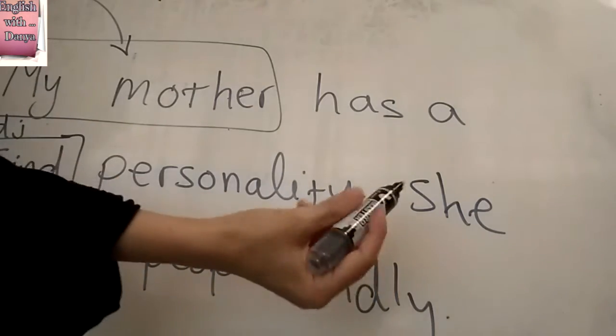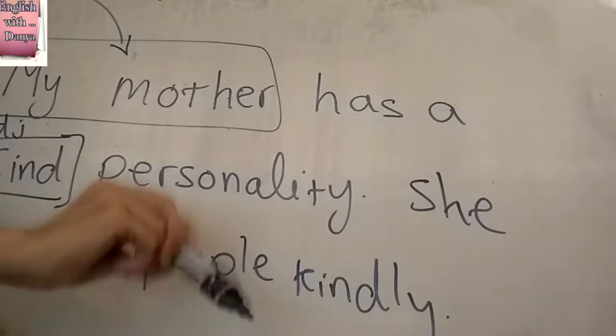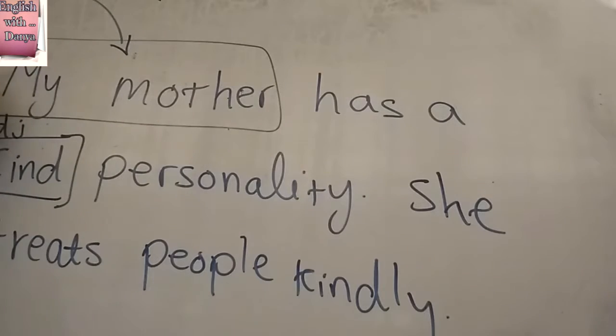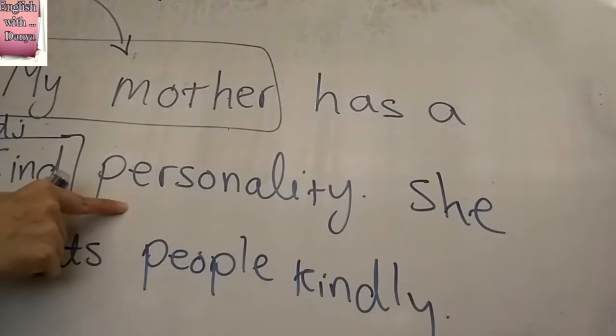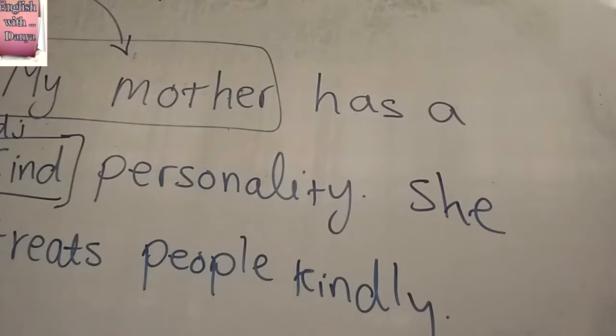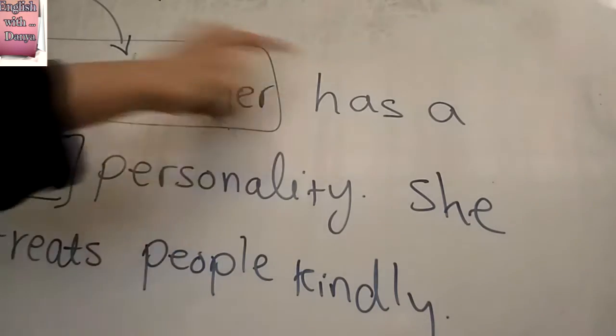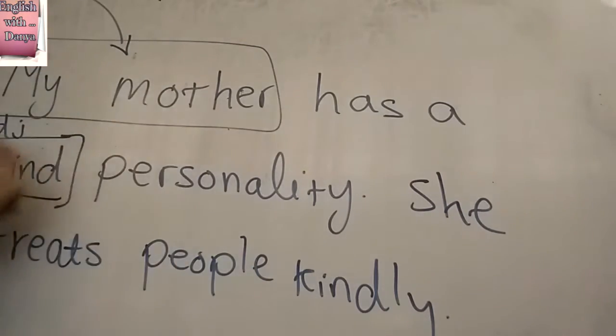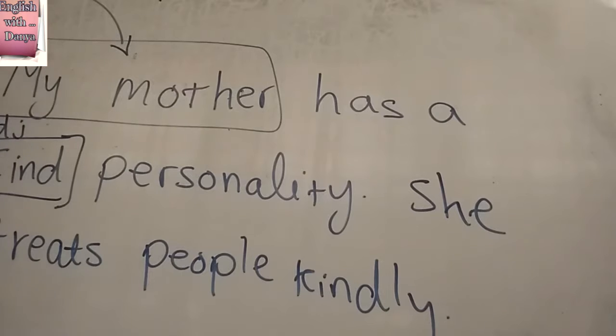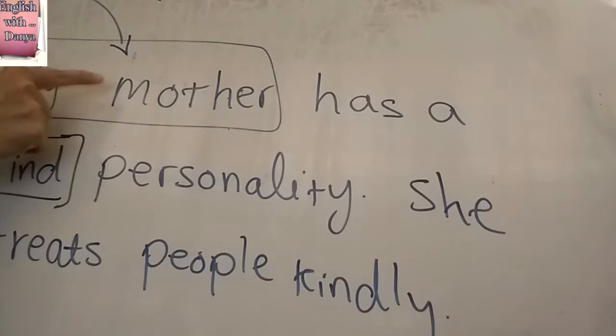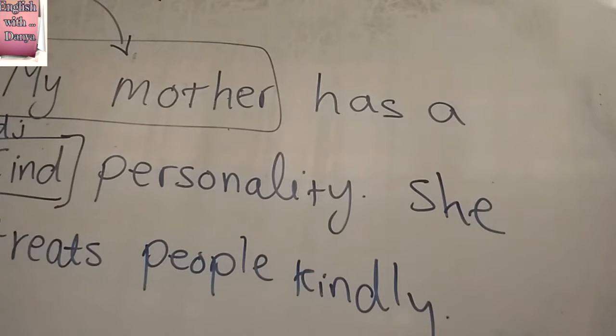Right? And then, okay, before going into the details of the second part, here we have my mother has a kind personality. Why is kind an adjective and not an adverb? Because kind describes the noun. It doesn't talk about the action. There is no action in here. So if the sentence does not have an action, then it is an adjective, because it provides more information and more details about the noun. So that's why kind here is an adjective.